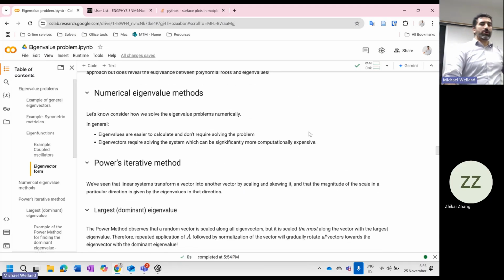Okay, let's talk about numerical eigenvalue methods. In general, eigenvalues are easier to calculate than eigenvectors. It's to do with the fact that eigenvalues are actually an intrinsic part of the matrix, whereas eigenvectors are not. Eigenvectors depend on the basis that you're representing things in, whereas eigenvalues will always talk about the scaling between whatever that vector is and its new one.